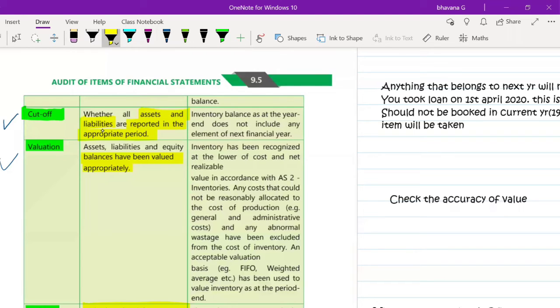Next is valuation. Valuation means whether the assets and liabilities, everything, have been valued correctly or not. Suppose you take the example of inventories: AS 2 tells you that you have to value at the lower of cost or net realizable value. That is nothing but cost or NRV, whichever is lower. So according to that, you have to see whether you have correctly valued your assets and liabilities.